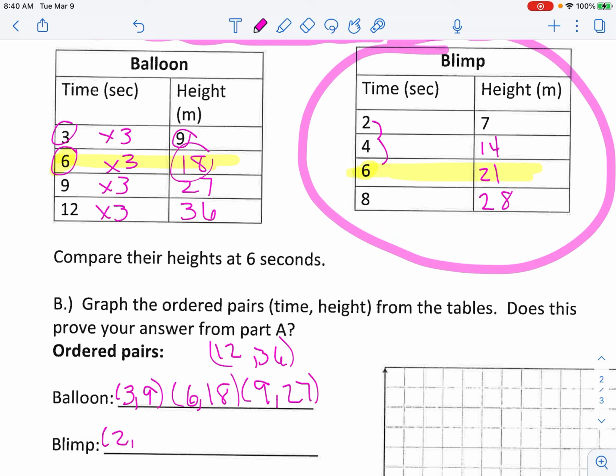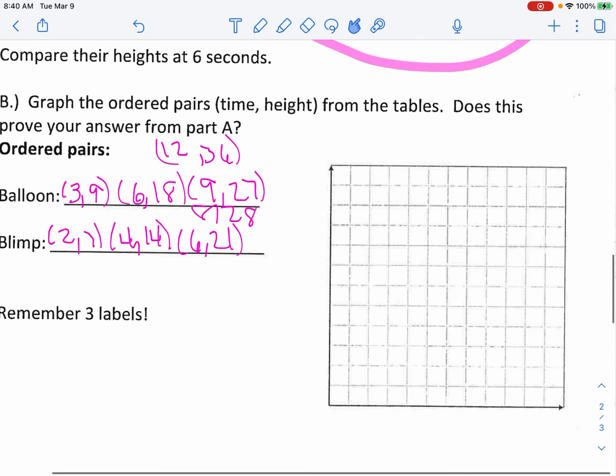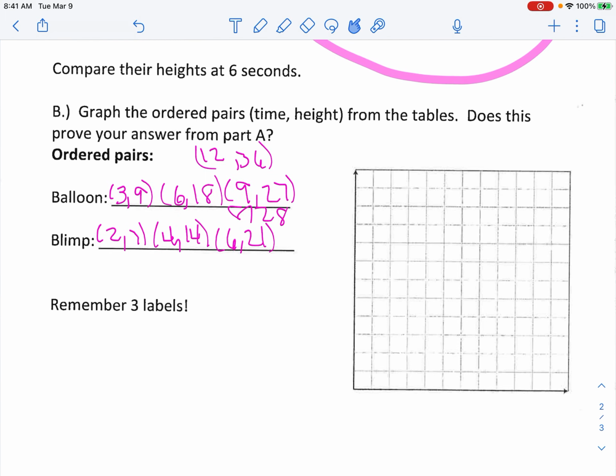For the blimp, I'm going to have 2, 7, 4, 14, 6, 21, and 8, 28. Okay, so if I'm going to graph these over here, my x values, let's look at my x values first. So I've got 3, 6, 9, and 12, 2, 4, 6, and 8.